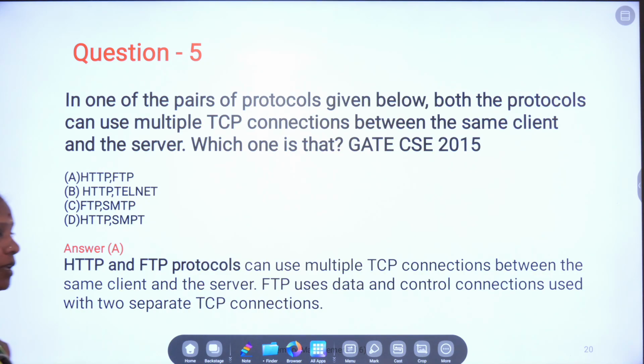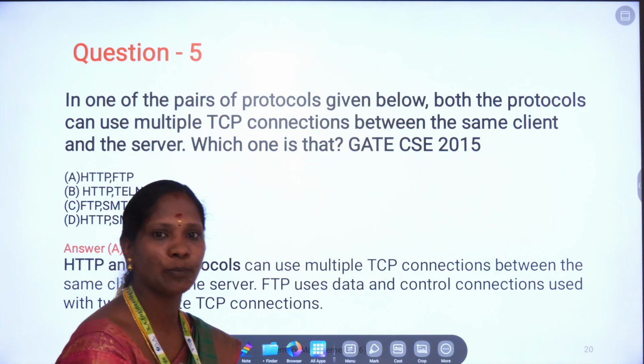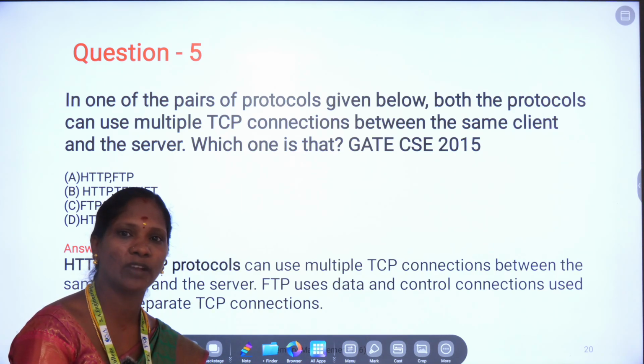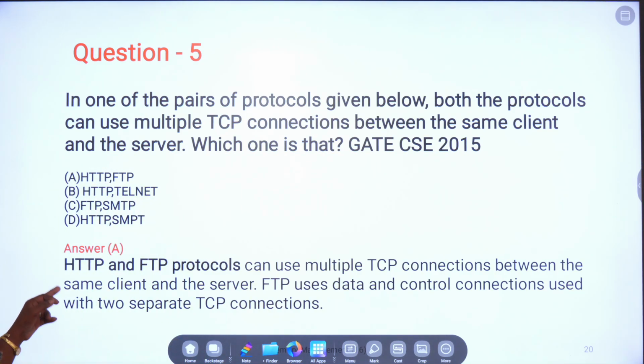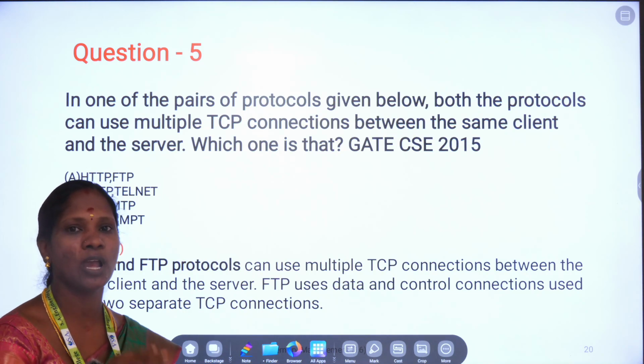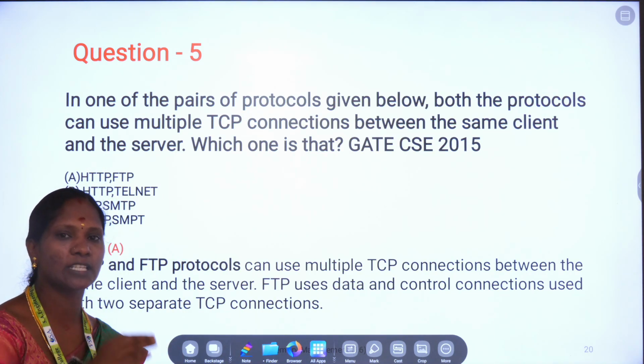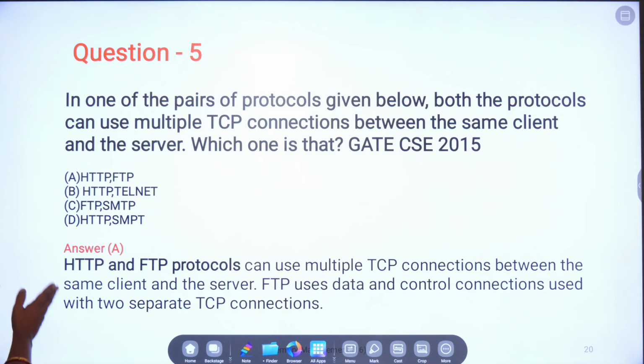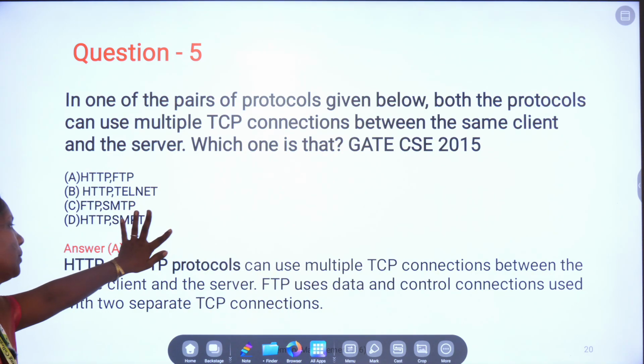So A is HTTP and FTP. HTTP is the hypertext transfer protocol, and FTP is the file transfer protocol. The HTTP and FTP protocols can use multiple TCP connections between the same client and the server. FTP uses data and control connections, each with a separate TCP connection, because most of the TCP connections are used for transferring the data packets in FTP. So the answer is HTTP and FTP.